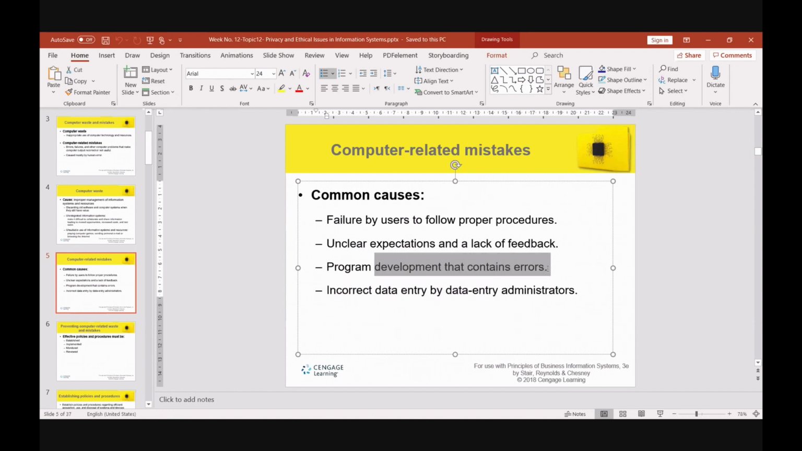Program development that contains errors. During the development of the program, there are some errors in it. Obviously, that would give you the wrong output. Incorrect data entry by data entry administrators. The people who are responsible for data entry, either the computer operator or the administrator or the user, customer, or any official who can enter the correct data. So these are the common causes for computer related mistakes, and we are familiar with this.